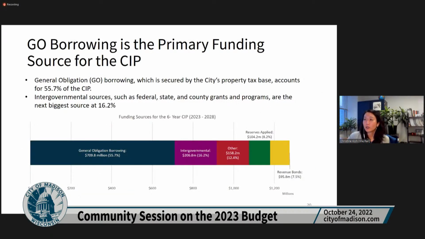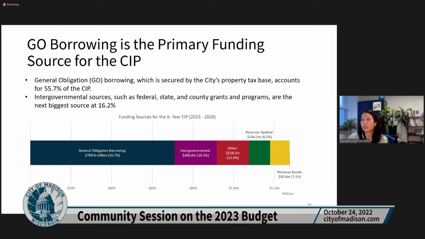And in one of my earlier slides, I mentioned that general obligation borrowing, or GO borrowing, is a primary source of funding for the capital budget. So GO borrowing is secured by the city's property tax base and accounts for a little more than half of the capital improvement plan. It's about 56%.